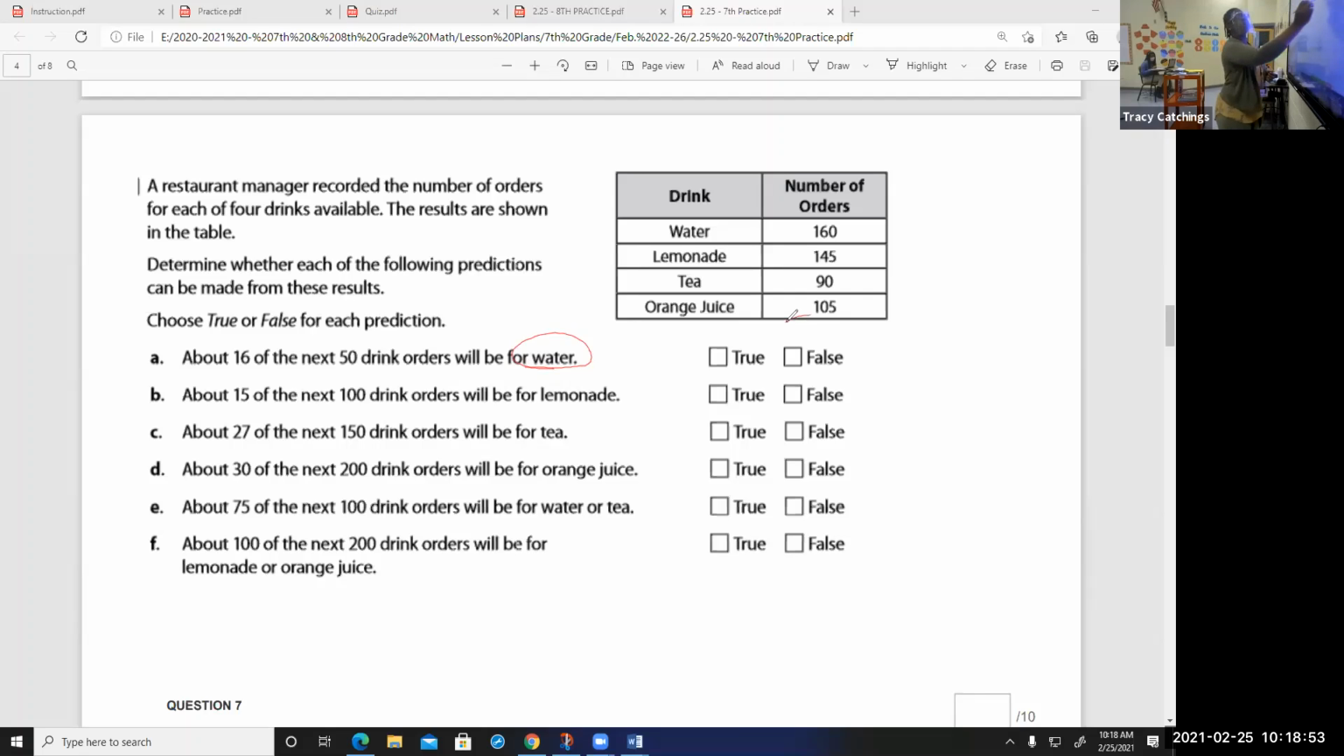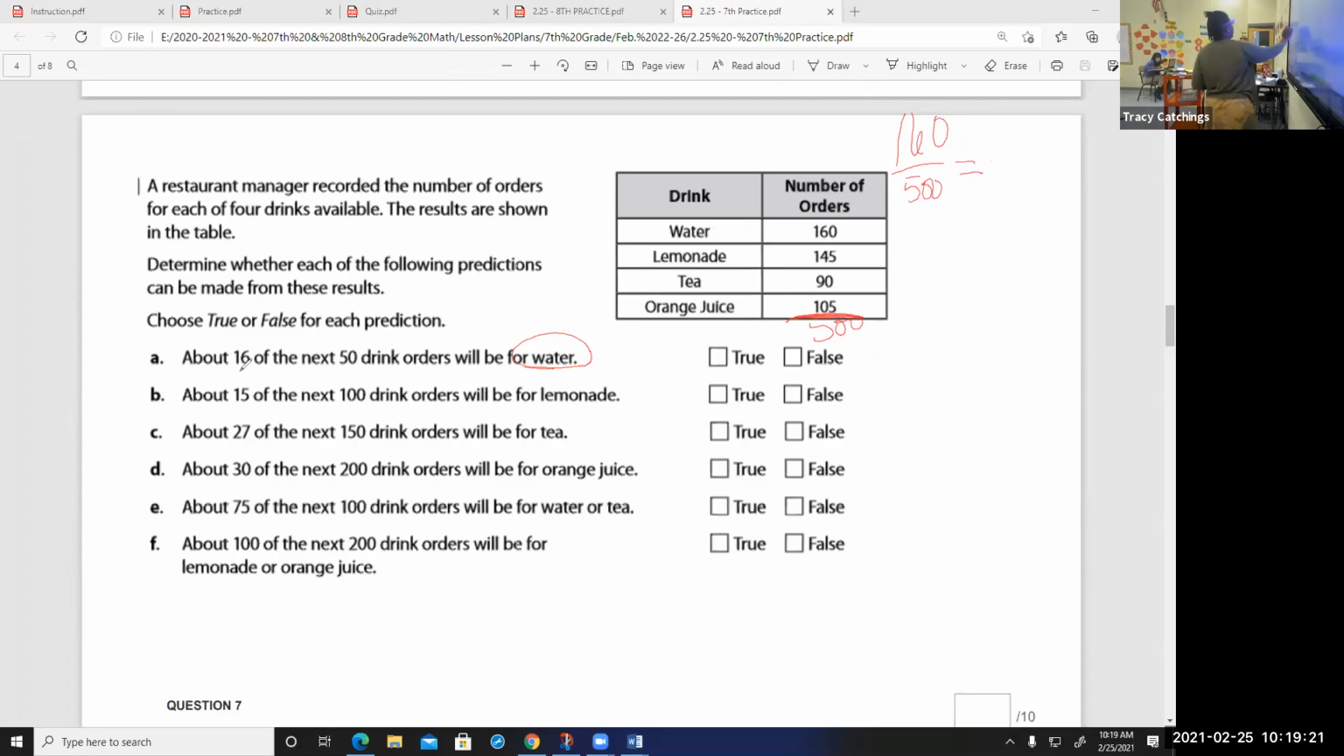What's our total overall, first of all? 500. All right, the first thing they asked us about is water. How many times did we get water? 160. All right, so we know that's 160 out of 500.